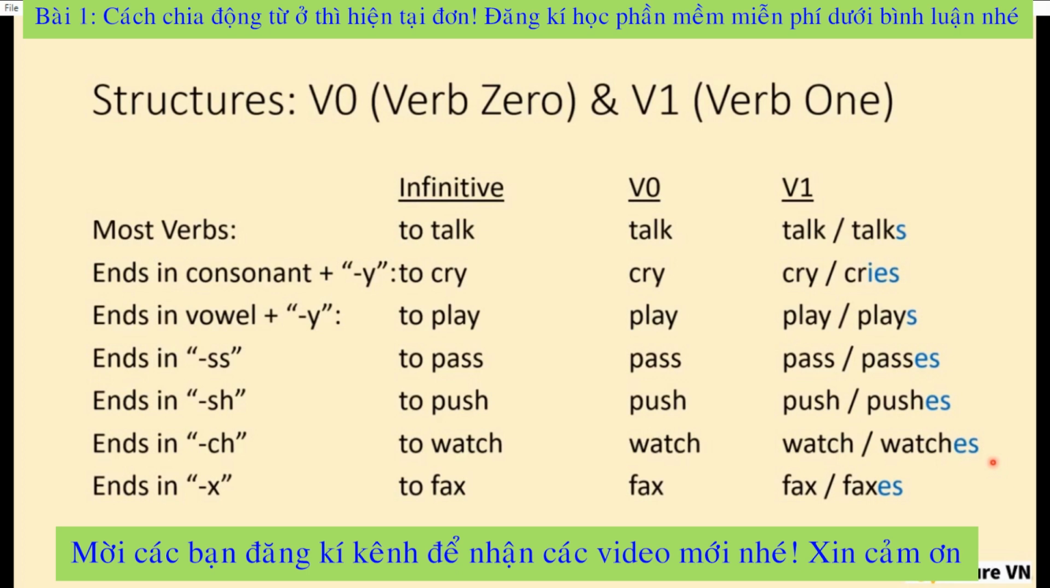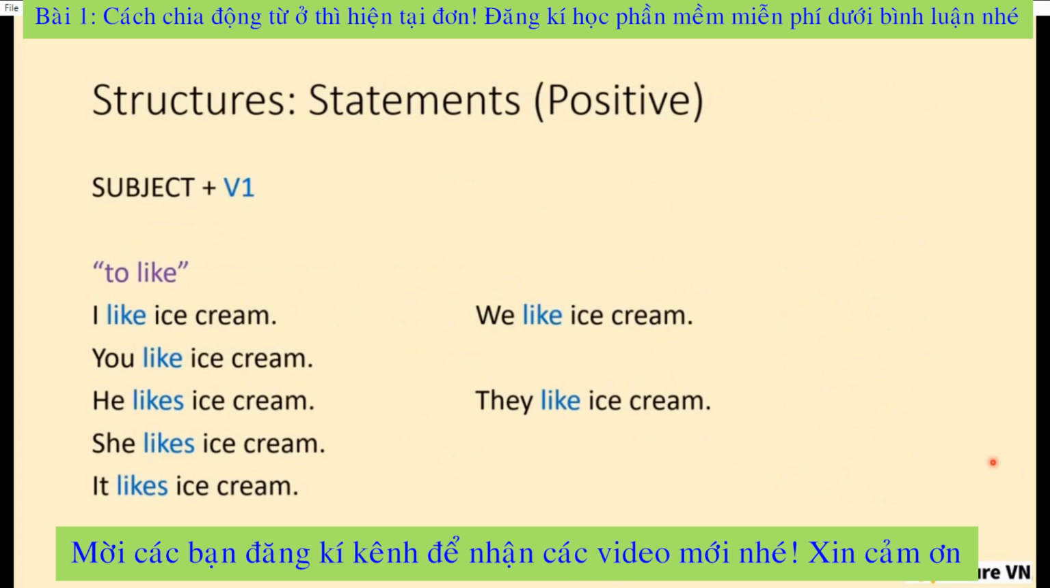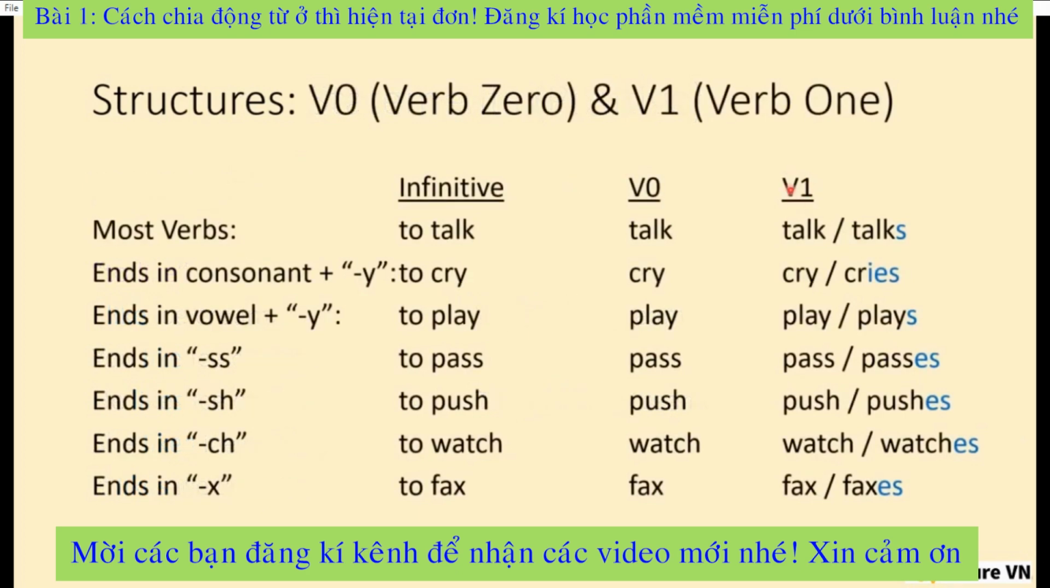Okay, now that we know how to make the verb 0 and verb 1 forms, we are ready to learn how to make statements and questions in present simple tense. Let's take a look first at statements. We're going to look now at how to make a positive statement. We're going to use a subject plus the verb 1 form. Remember, let's take a look back at verb 1. Verb 1 are these that have the two forms, talk and talks. This is what we use in a statement.